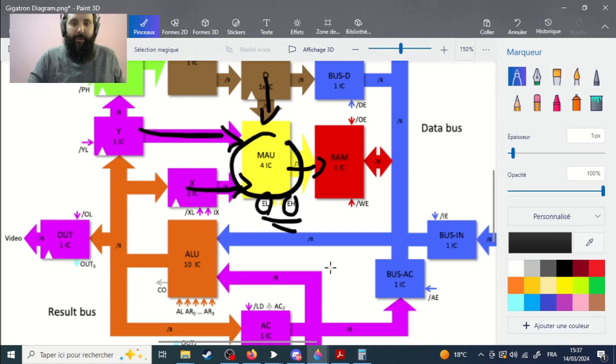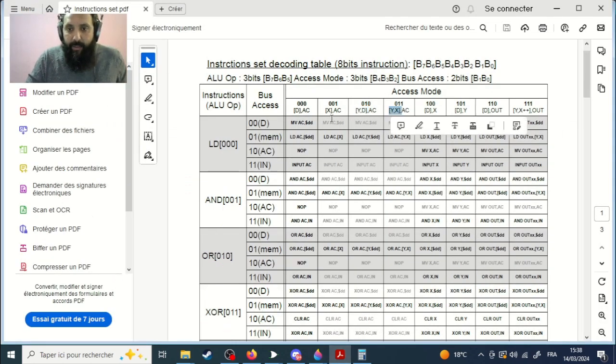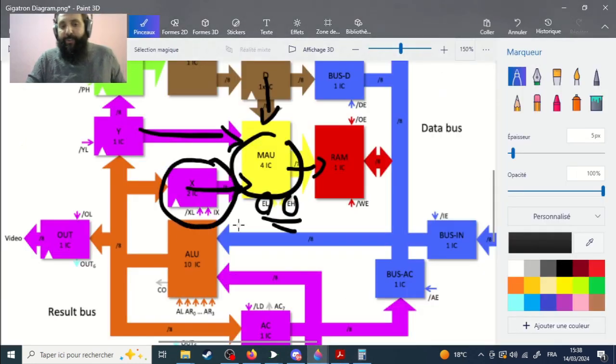We have 8 addressing modes, and each time we generate a different combination. In this part we have D, in this part we have X, in this part we have Y, D, Y, X, D, D, D and X, Y and X++. This is why I told you this is a counter, and this is mainly used for instructions to browse an array. They are used to browse an array. The X is mainly used for that. They are special instructions used for that.